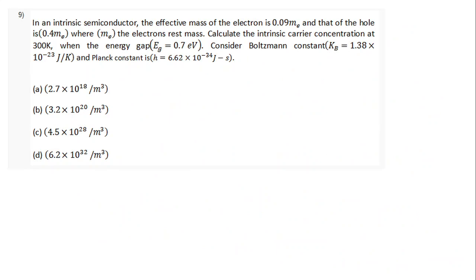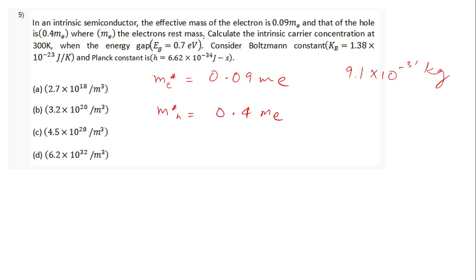Okay, next question. In an intrinsic semiconductor, the effective mass of electron is 0.09 Me. Me is the rest mass of electron, which is 9.1 times 10 to the power minus 31 kg. Okay, this is for electron. The effective mass of hole is 0.4 times Me. Me is the electron rest mass, that is this.